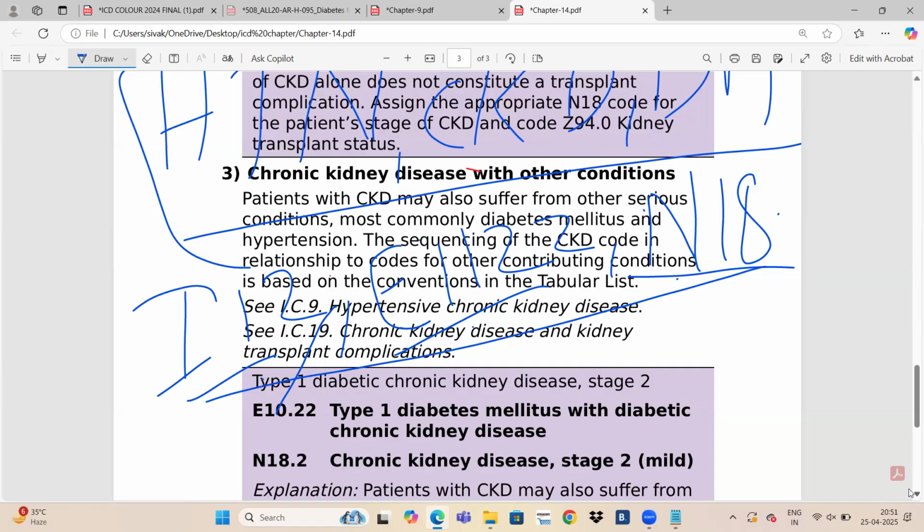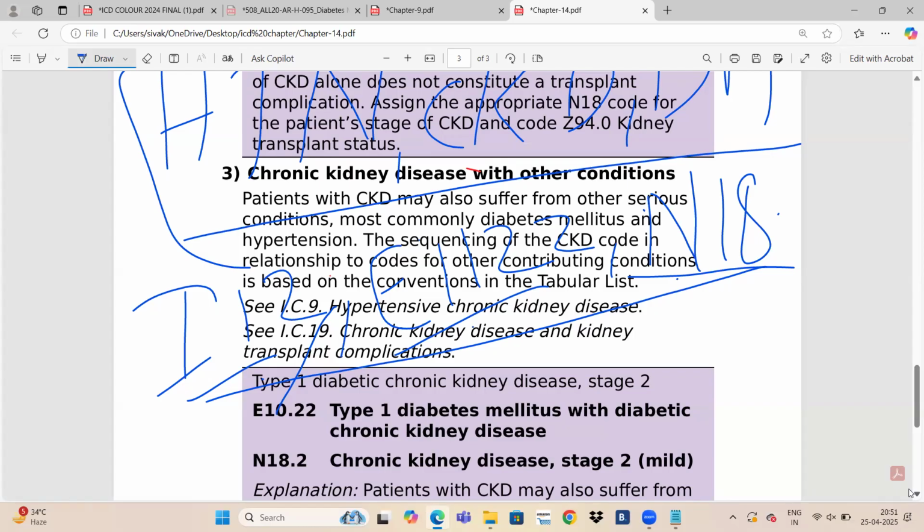Is there any relation between AKI, acute kidney injury, and DM? Then you would get a combination code. If they say AKI due to DM, we should not assume it directly. There is no guideline for assuming. If they mention AKI due to diabetes, then you can code the combination. If it is not mentioned, we should not assume.